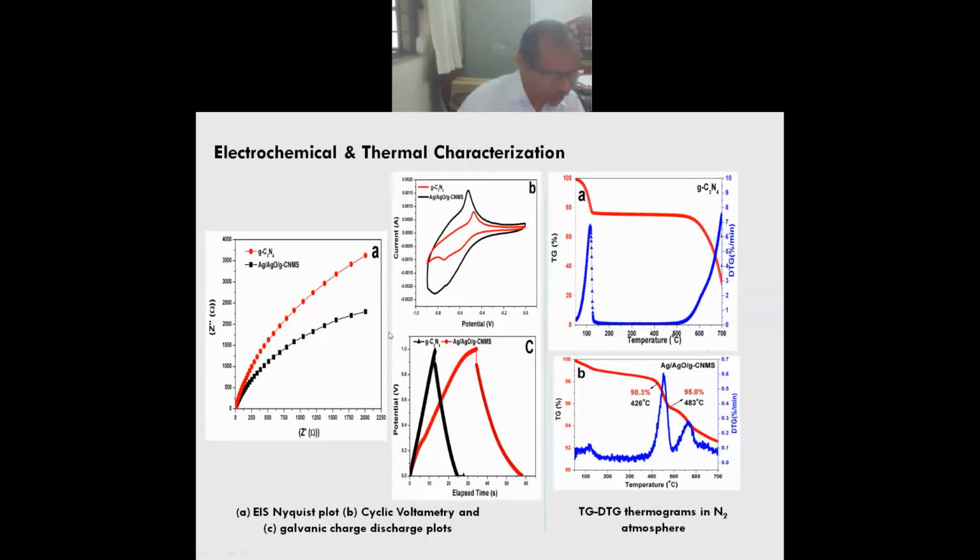This is the cyclic voltammogram, and it shows a larger capacitance area for the AGO composite compared to just GIS-3 and 4. And this is the galvanostatic charge-discharge, and the charging and discharging time for the composite is longer compared to just GIS-3 and 4. This indicates the supercapacitive property of this composite. Then this is TG and DTG, which shows the stability of the material.